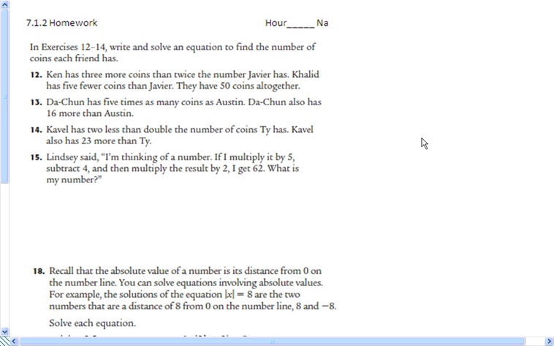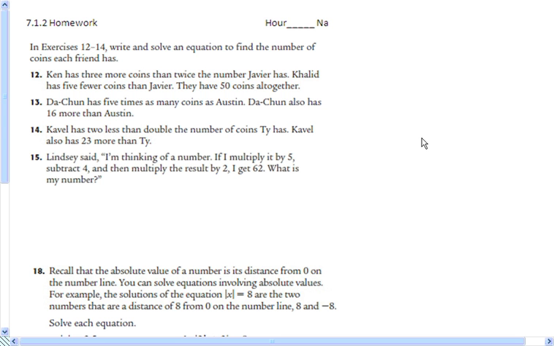Number 12 says, write and solve an equation to find the number of coins each friend has. Ken has 3 more coins than twice the number Javier has. Caleb has 5 fewer coins than Javier. They have 50 coins altogether. So we want to write and solve an equation.